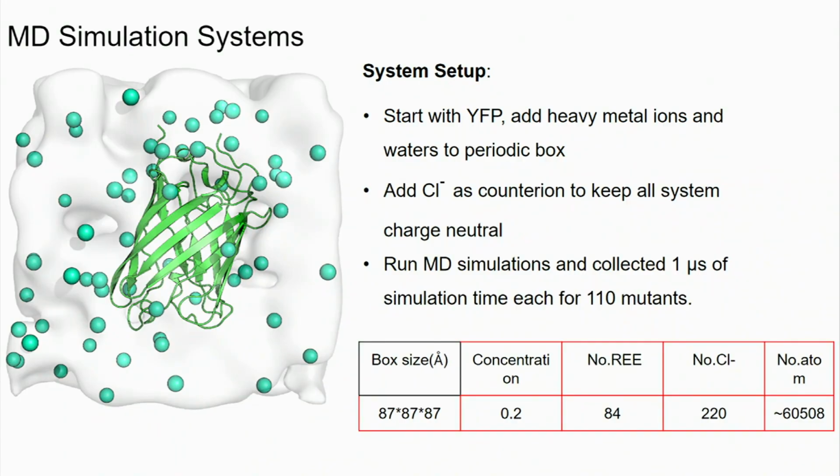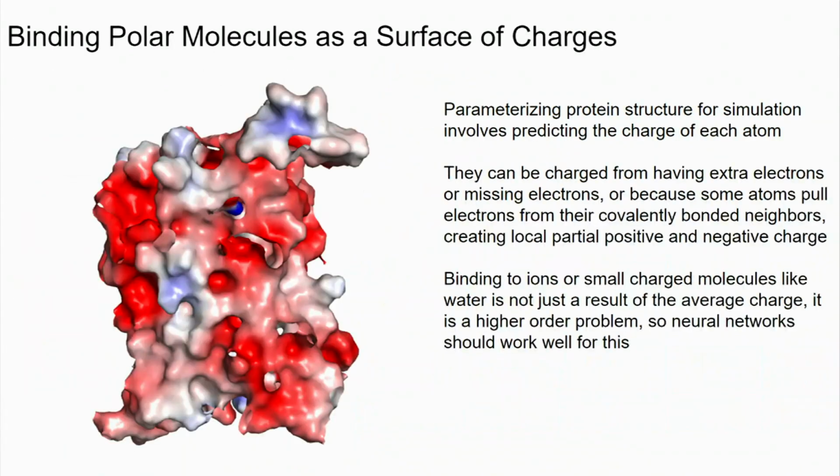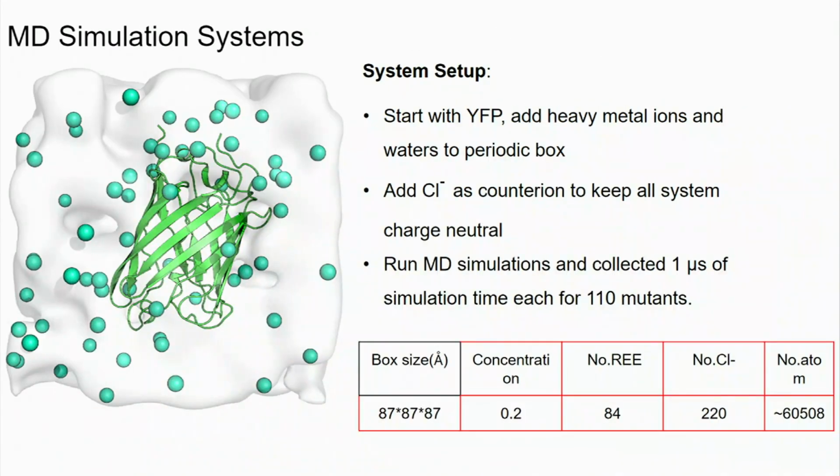So our box size is 87 angstrom, and the concentration is 0.2. Each system has 24 ions, and for the charge, to keep our system neutral, we include these ions. The total atoms is about 60K. Each system we run the simulation for about 1 nanosecond, so it's a pretty long trajectory.